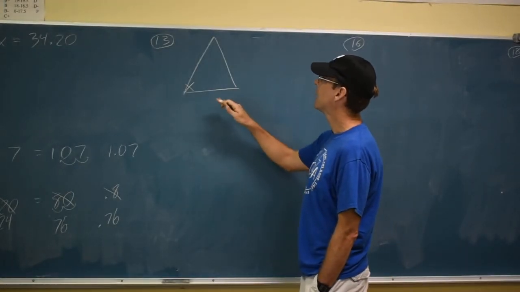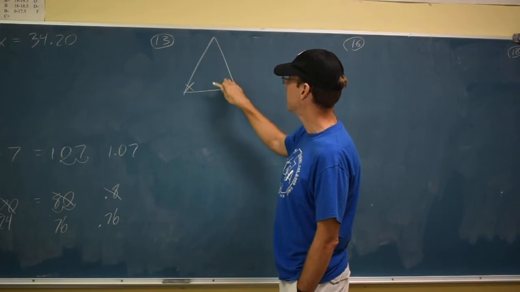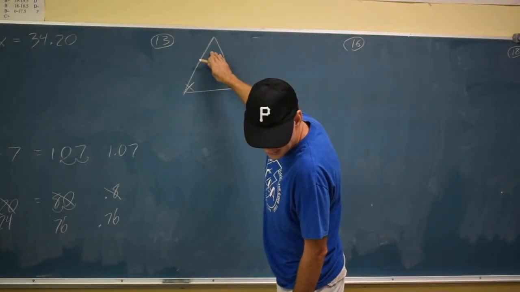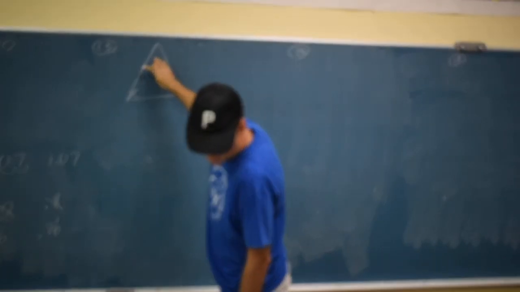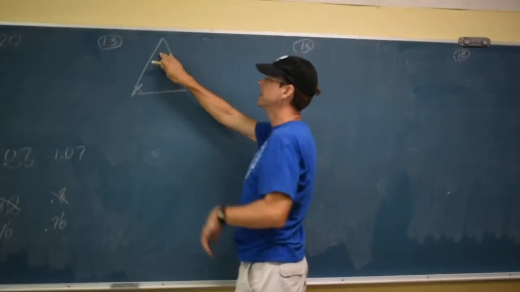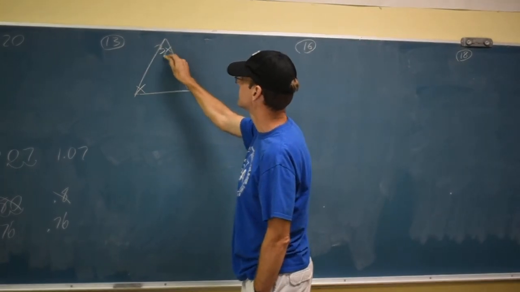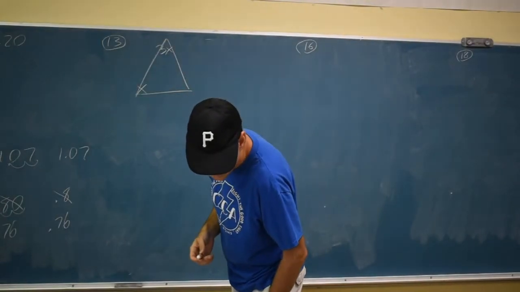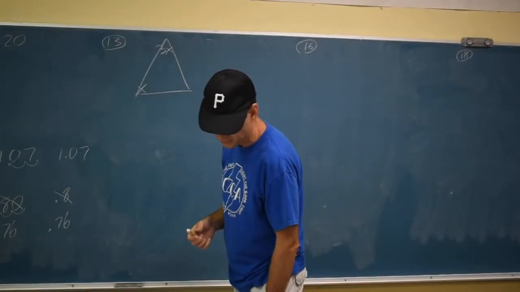Then I need to pick an angle to be my second angle. It doesn't matter which one I pick, but it says that the second angle is 3 times the first. Well, since we called this X, this one needs to be 3 times the X. So that's what I'll call that one. Then for the third, it's 12 less than twice the first.